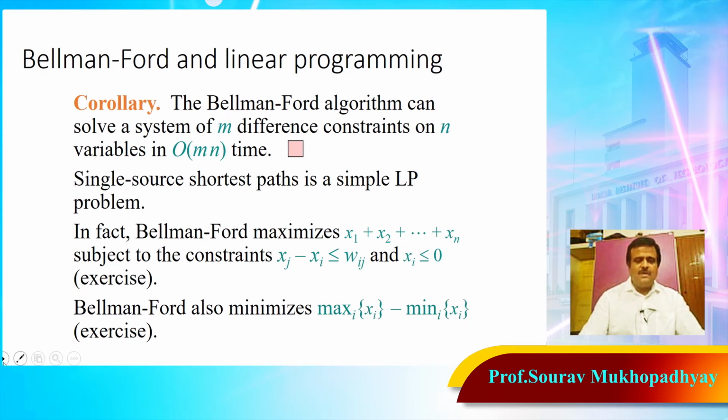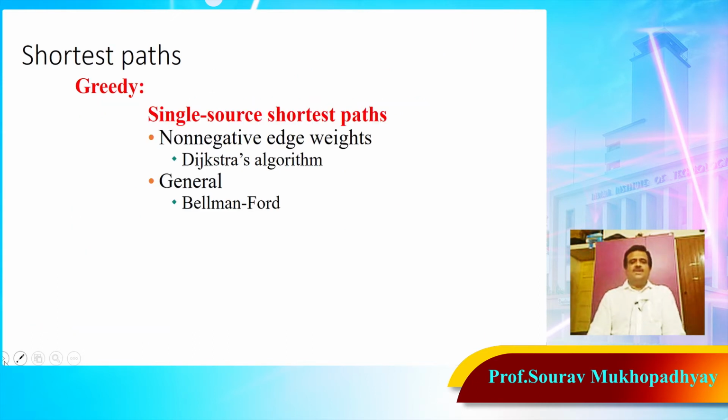Now, let us come to the main part of this lecture, all pair shortest path. So far let us just recap what we had discussed. We have discussed two algorithms, Dijkstra's algorithm and Bellman-Ford algorithm. Both are single source shortest path and both are greedy approaches. And for Dijkstra's we assume non-negative edge weights in order to avoid the negative cycle.